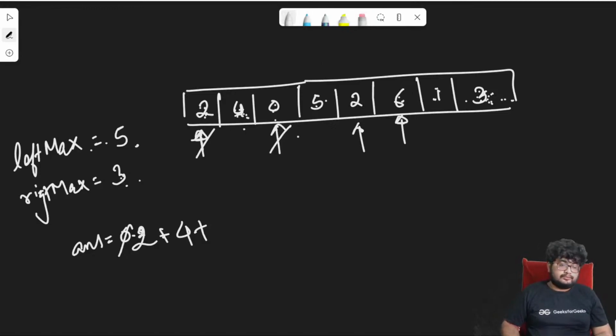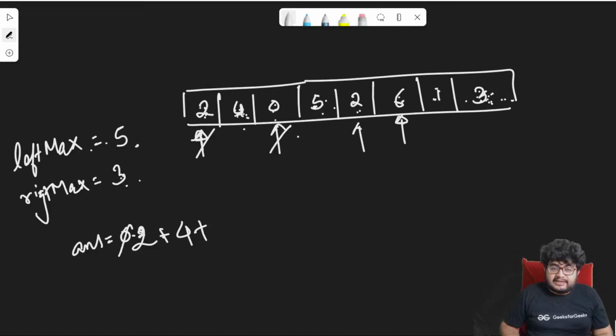We'll come to 2. 2 is less. Now, which side will we store 2? 2 will be stored on the left max side because left max is moving. So definitely there is something on the right hand side that is greater than the left max. That's why the left pointer has moved, right? The left pointer has moved.